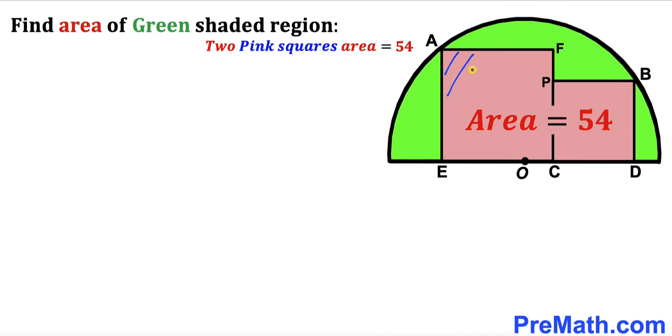This big square AECF and this smaller square CDBP are fully inscribed in a semicircle, as you can see in this diagram, such that these points A and B are on this semicircle. O is the center of this semicircle, and moreover the combined area of these two pink squares has been given to us as 54 square units.